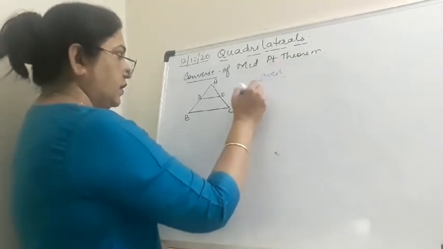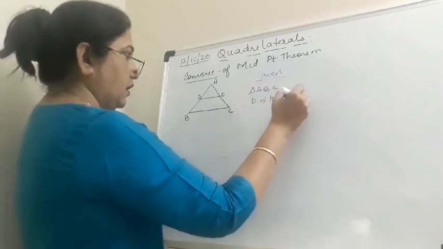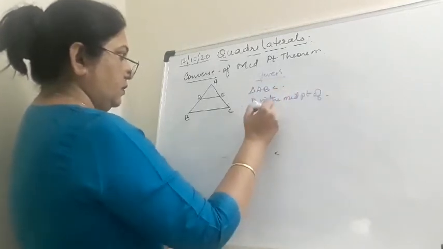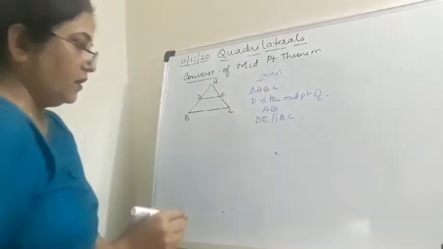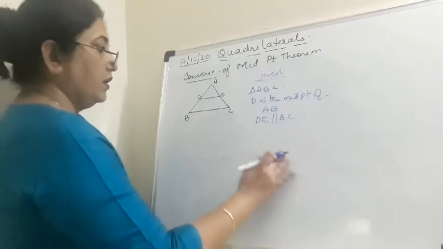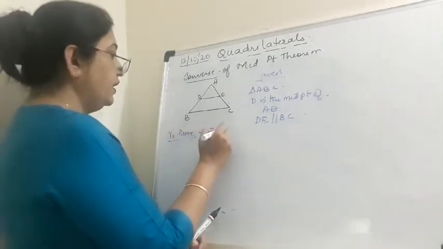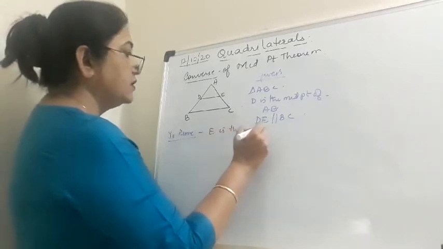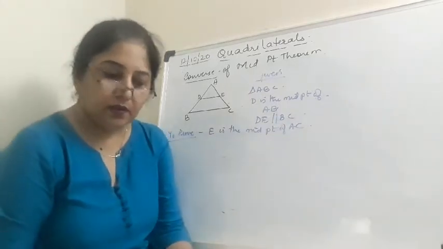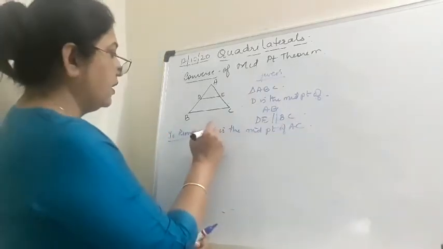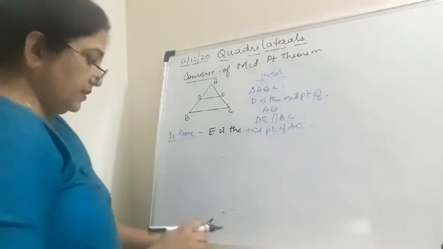What is given? Triangle ABC, D is a midpoint of AB, and DE is parallel to BC. Now we have to prove that E is the midpoint of AC. Can you see? I hope this is dark. E is a midpoint.